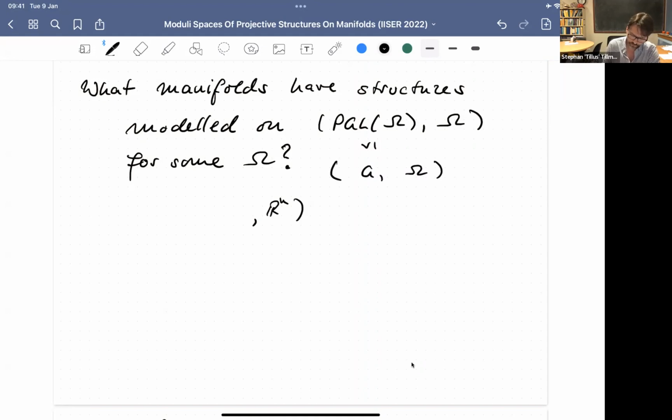And so one thing I could do, for instance, is take, say, the orthogonal group, semi-direct product with R^n, and then what you get is really Euclidean geometry. Yeah, so that's one thing I see here.